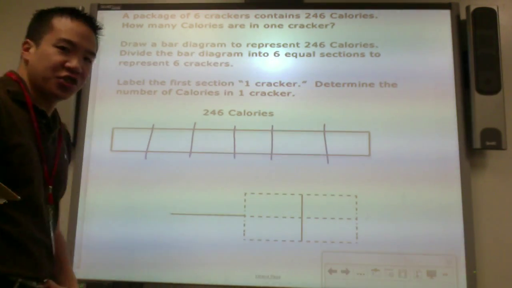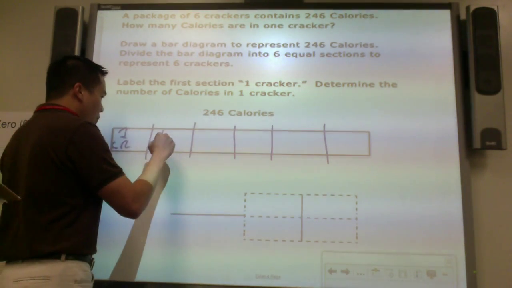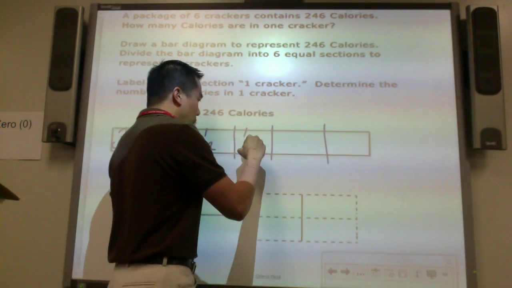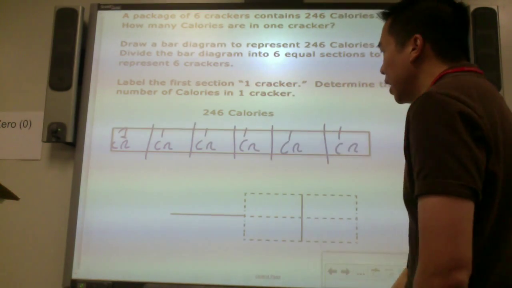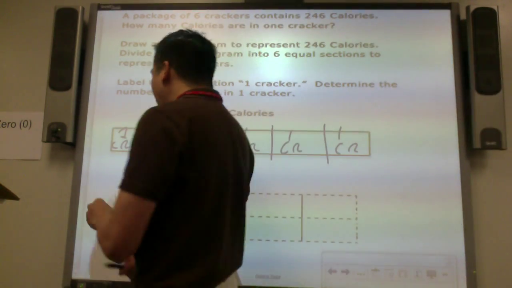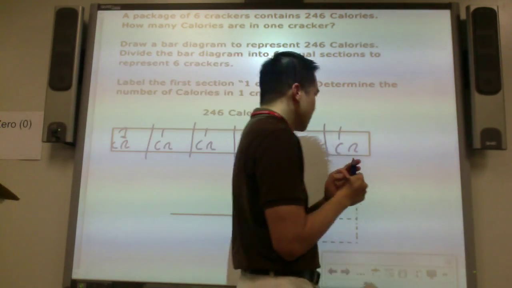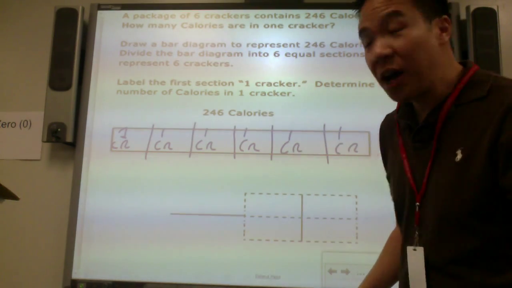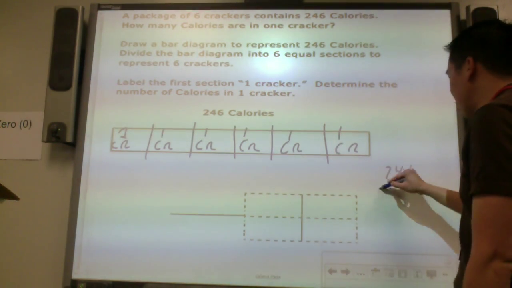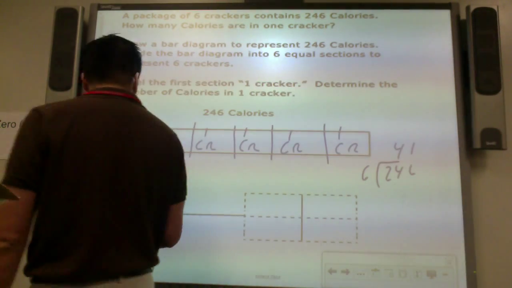So here you have your 6 equal sections. You label each section as 1 cracker. So we would like to know how many calories are in this 1 piece of cracker. So we're breaking it down, so divide. 246 divided by 6 goes in 41 groups.